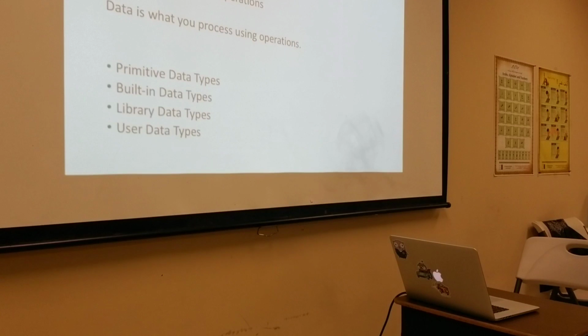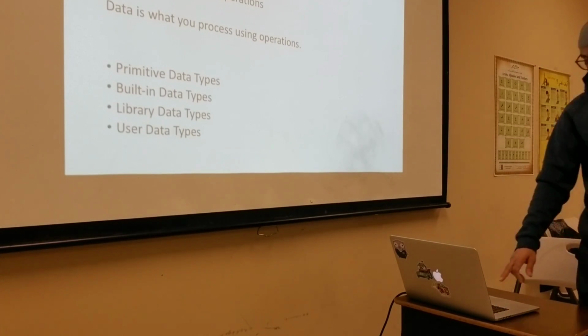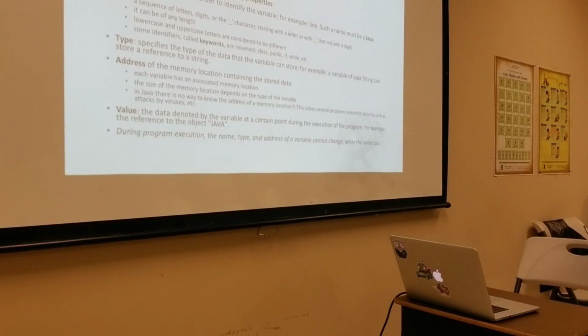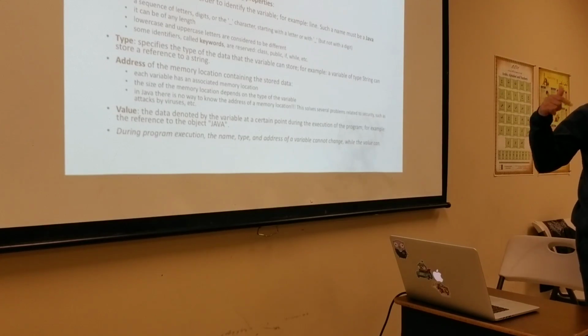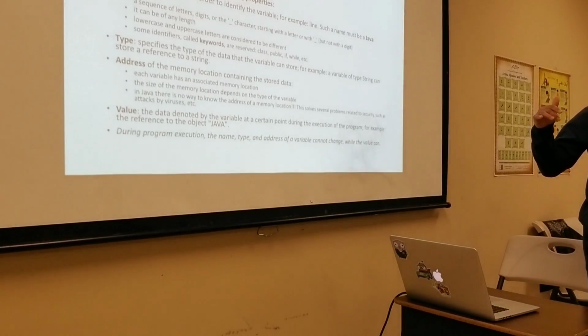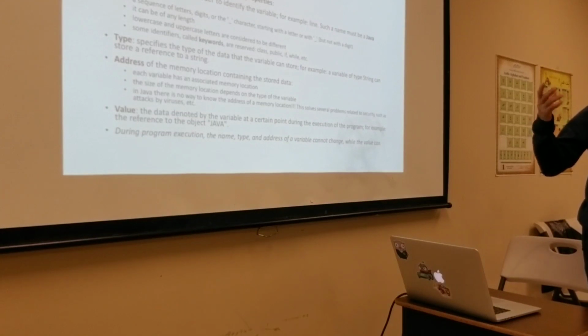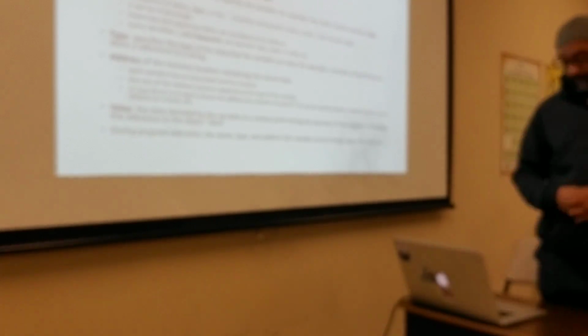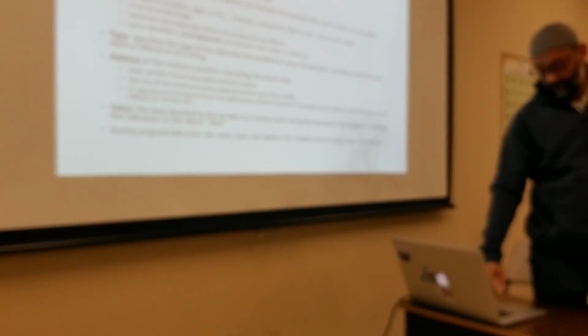We did not talk about it much, but we did talk about it a little bit within the compound statement. So we said name, type, address, value. Name and type, we can see. Address is a memory location, and value is what the data type has. So the scope is not really one of the properties.